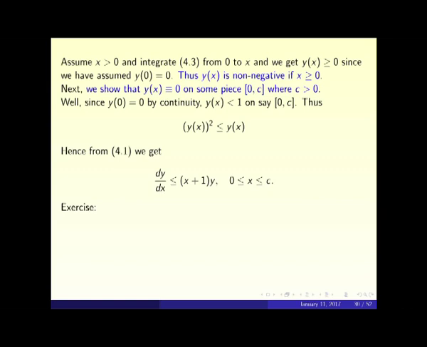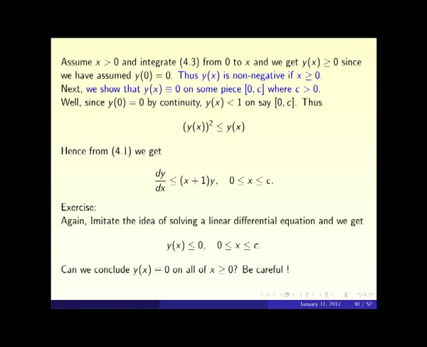So again do the same thing, again imitate as if you are solving a differential equation. Proceed as though you are going to solve a linear differential equation, namely you multiply the differential equation by e to the power integral p(x) dx. What is p(x) in this case? Minus (x plus 1).